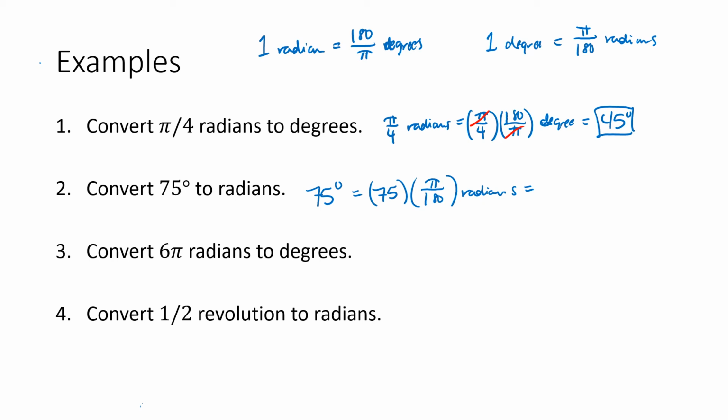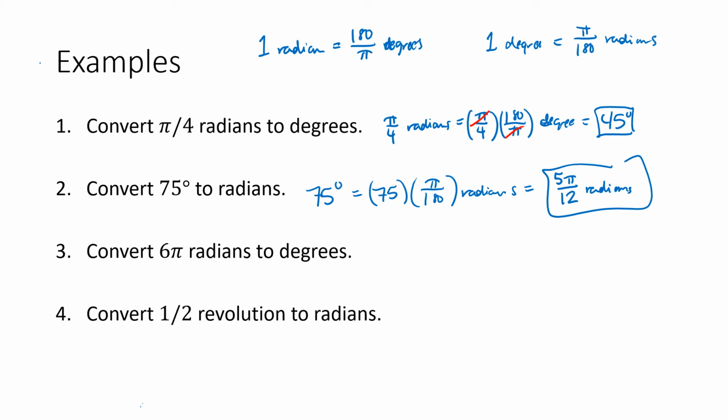1 revolution is 2 pi radians, so it makes sense to think about measurements in terms of pi. So when we reduce that fraction, 75 divided by 180 reduces down to 5 over 12, so we get 5 pi over 12 radians. And we're going to prefer to leave our measures in that kind of form rather than getting a decimal that we would get on our calculator. It's just easier to interpret the fraction of pi because we know that 2 pi radians is 1 full rotation.